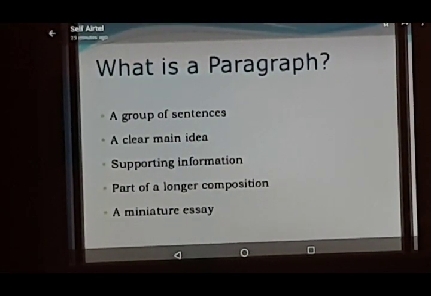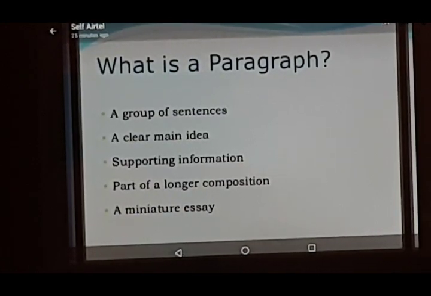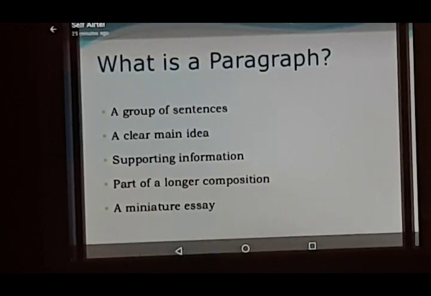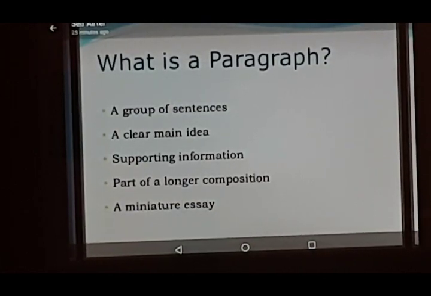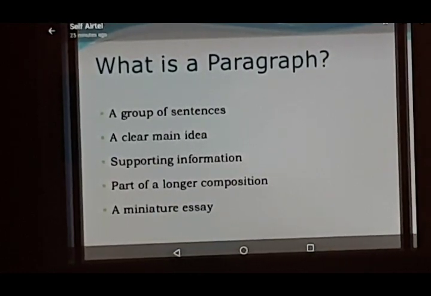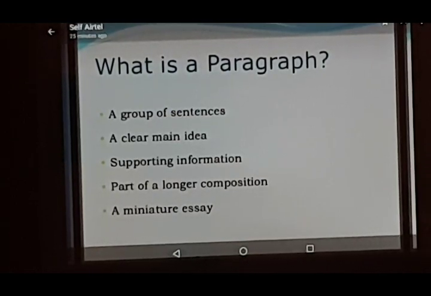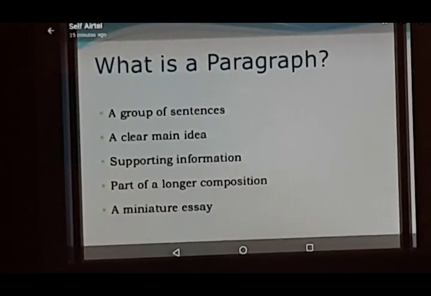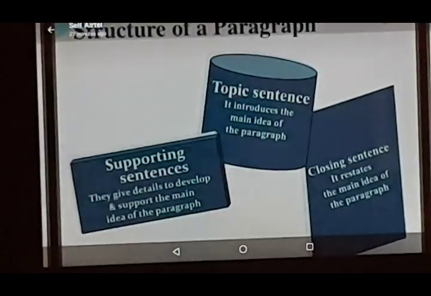So let's revise a little, let's recall a little about the paragraph, what it is. It's a group of sentences. And what do those group of sentences pertain to? They pertain to one single topic. It has a clear main idea and supporting information about that topic or subject. And of course, it is a part of a longer composition. Most of the time, a paragraph is just one part of a composition and a miniature essay also.